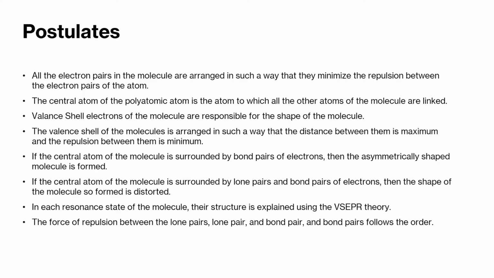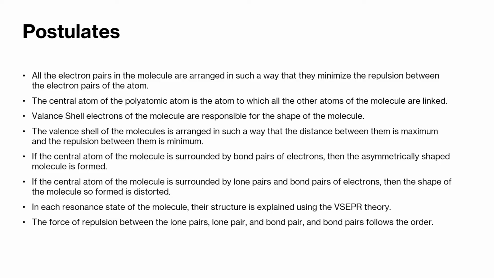If the central atom of the molecule is surrounded by bonding pairs, then a symmetrically shaped molecule is formed, right? So we're going to have a symmetrically shaped molecule, and we're going to look at how that works, right? And why is it symmetric? Then if the central atom of the molecule is surrounded by lone pairs and bonded pair electrons, then the shape of the molecule that is formed is distorted. And we're going to look at molecular distortion or geometric distortion, right?